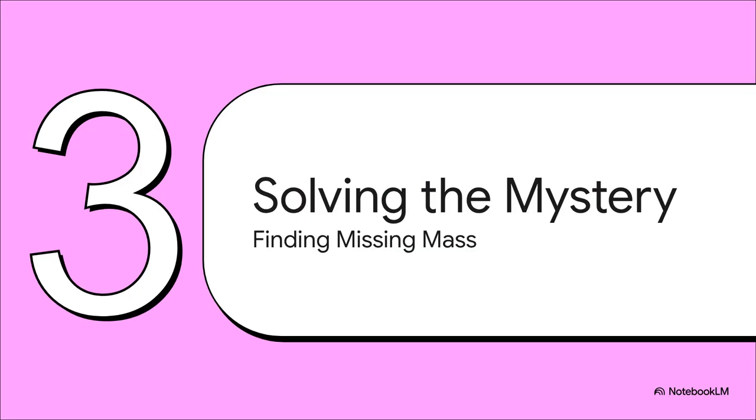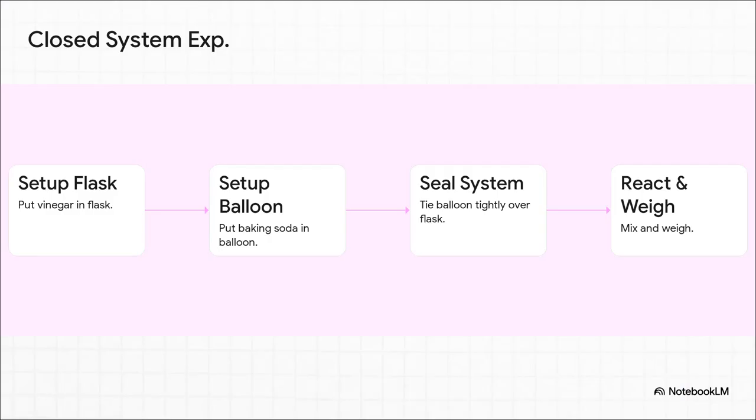Let's figure this out in Section 3, Solving the Missing Mass. Okay, so we're going to repeat the exact same chemical reaction, but this time we're getting a little smarter about it. We put the vinegar in the flask and the baking soda in the balloon, just exactly like before. But instead of pouring it in directly and leaving it open, we fix the balloon tightly over the mouth of the conical flask using a thread. We are sealing it completely before we mix them.